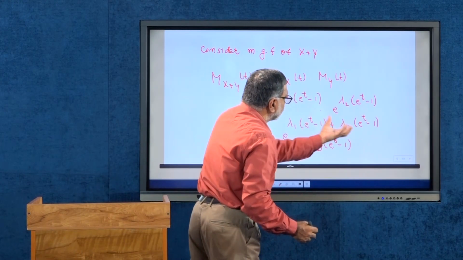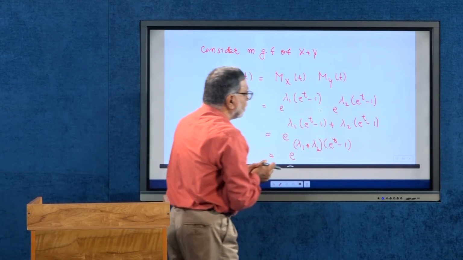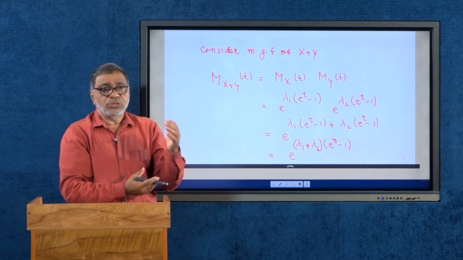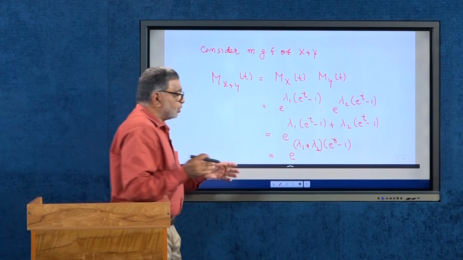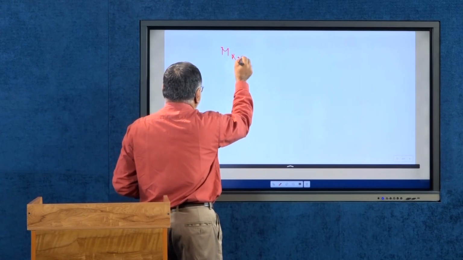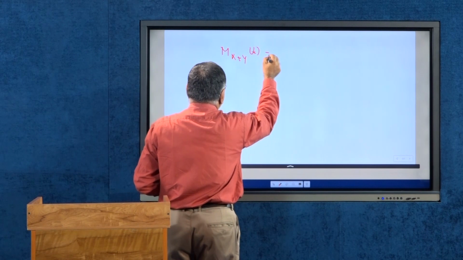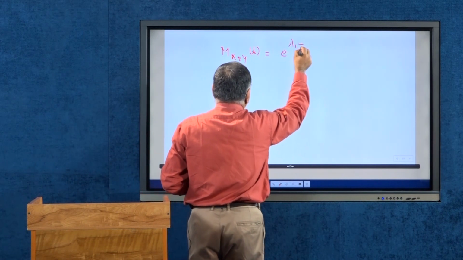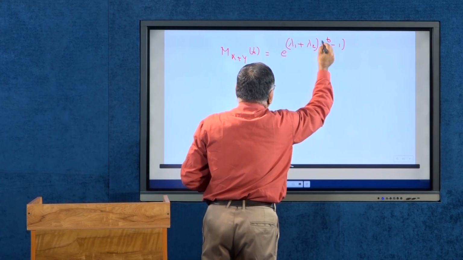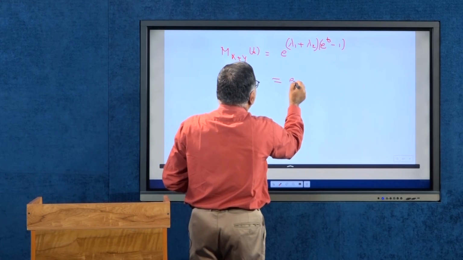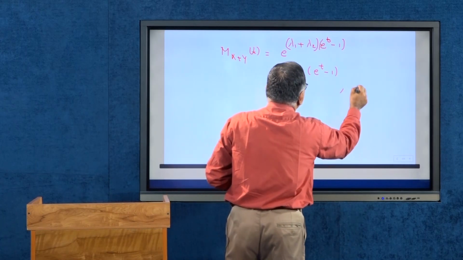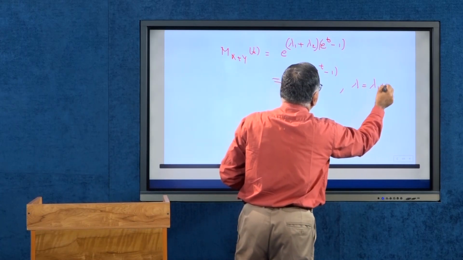Because e power t minus 1 is common in two factors, you take it as a common factor, and the remaining factor is lambda 1 plus lambda 2. Just note this expression. We have the moment generating function of x plus y at t, which we obtained as e power lambda 1 plus lambda 2 times e power t minus 1, and that is equivalent to e power lambda into e power t minus 1, where lambda is our lambda 1 plus lambda 2.